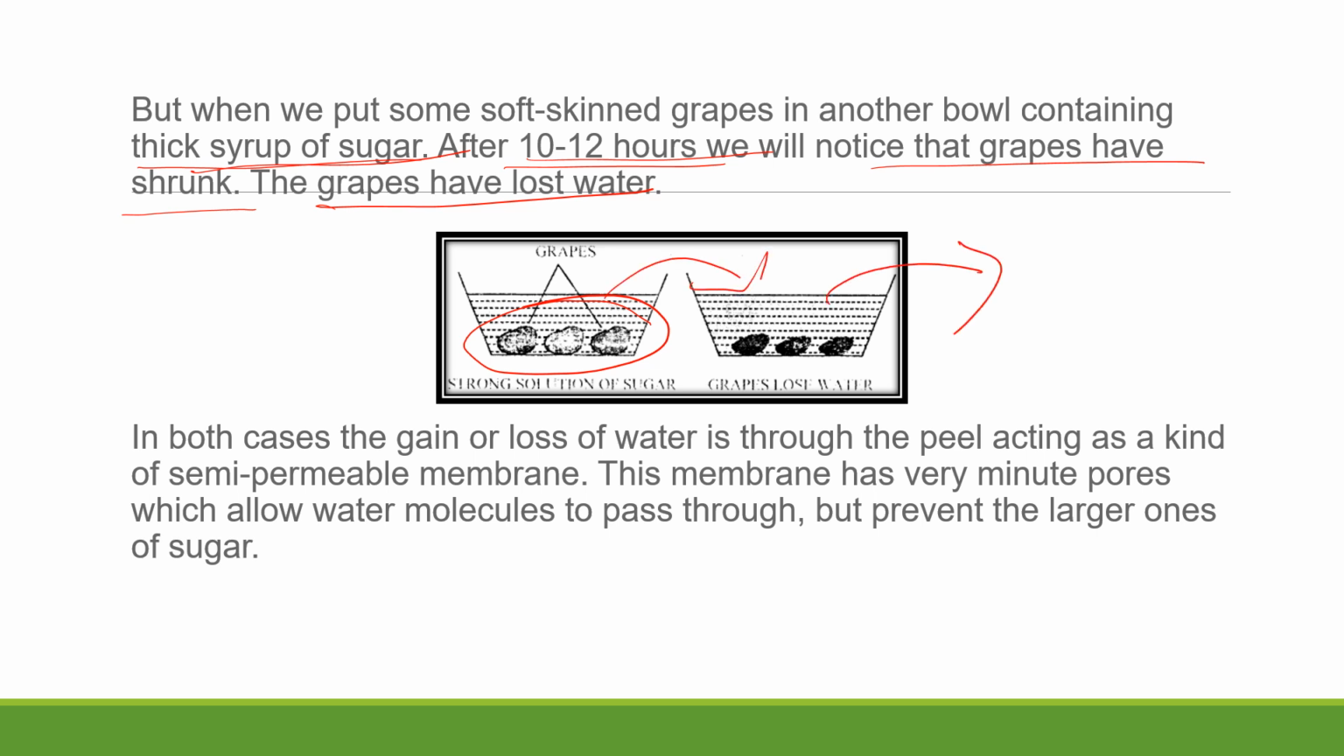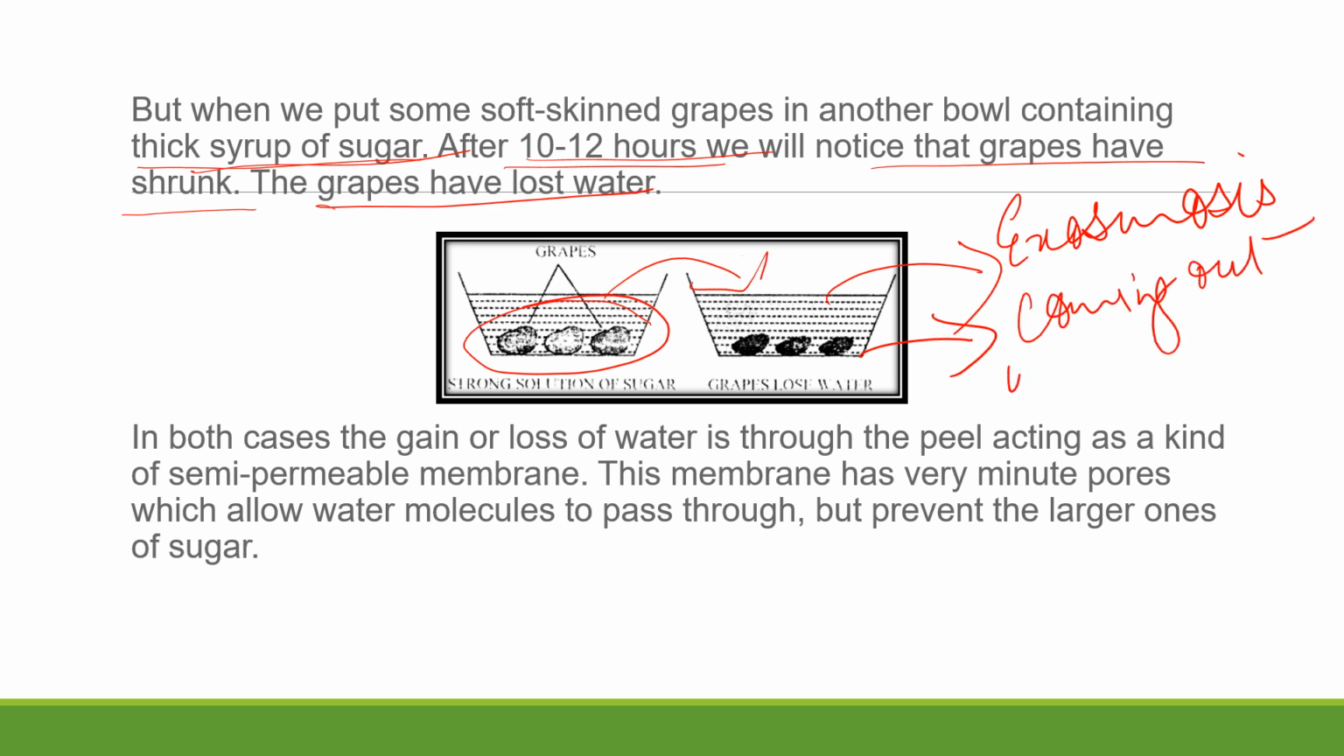So what has happened here? That is exosmosis. Exosmosis means water has come out of the cell. So water is coming out of the grapes. Outside the grapes, this solution is a syrup solution.